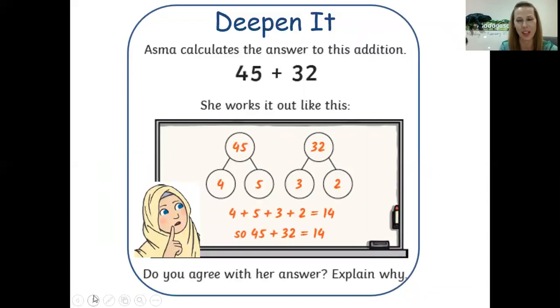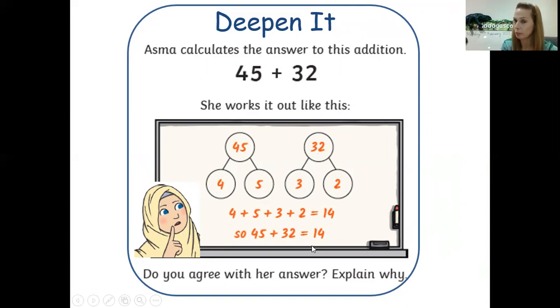Well done if you get this far. Okay, this is Asma. And Asma calculates the answer to this addition. 45 add 32. She works it out like this. 45 is made up of 4 and 5. 32 is made up of 3 and 2. So 4 add 5 add 3 add 2 is 14, which must mean that 45 add 32 is 14.